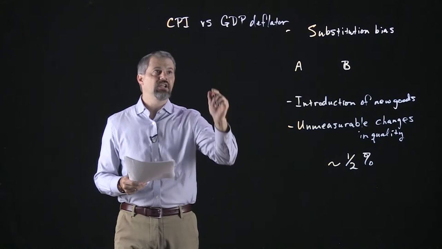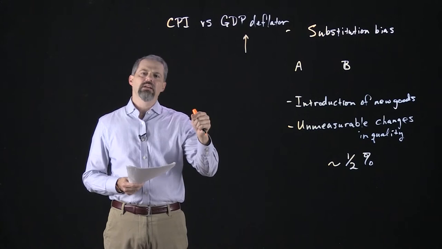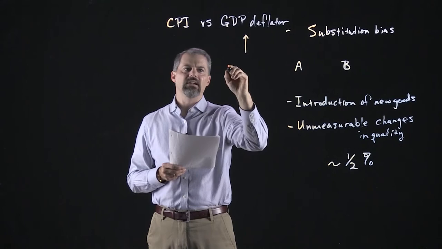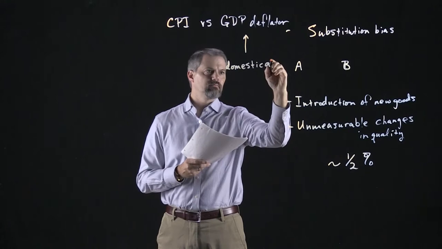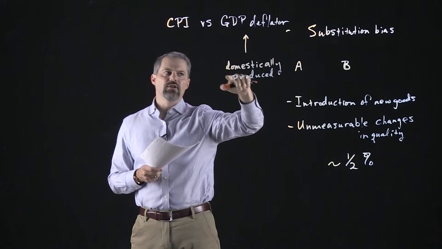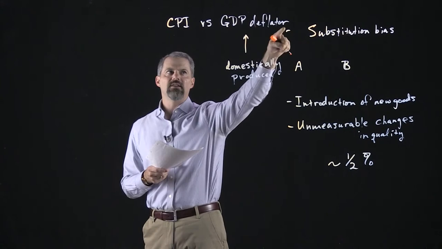So remember the GDP deflator. That's based upon a calculation of GDP. It's based upon the GDP numbers that we were using. And GDP is calculated by using only the domestically produced goods and services. So this one is based upon only domestically produced goods and services. This one is going to be measuring changes in the prices of only the goods that are produced in whatever country you're talking about. If we're talking about the United States, then if the prices of goods produced in the United States are changing, that's going to be captured by the GDP deflator.